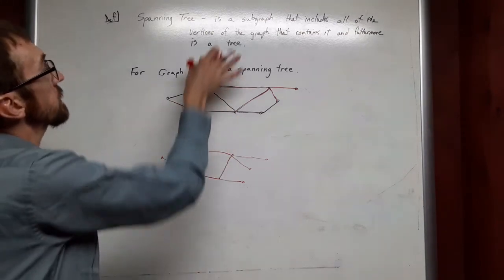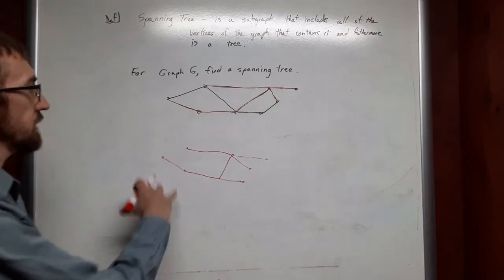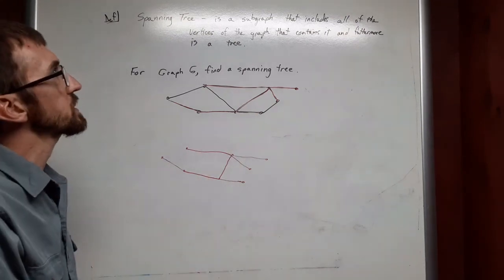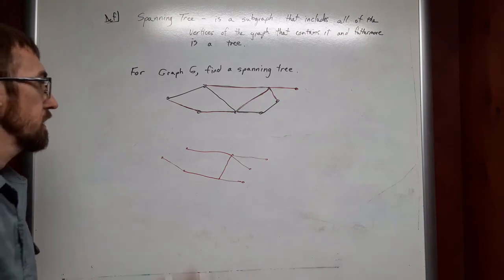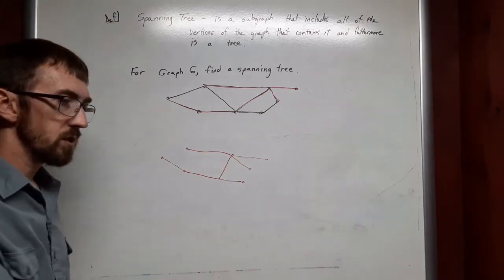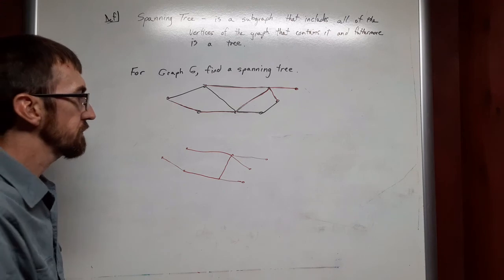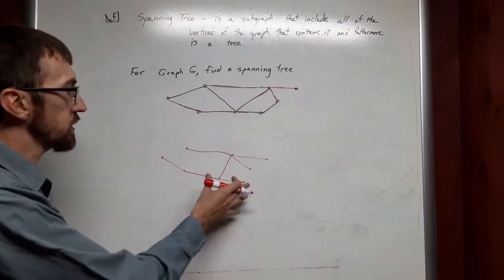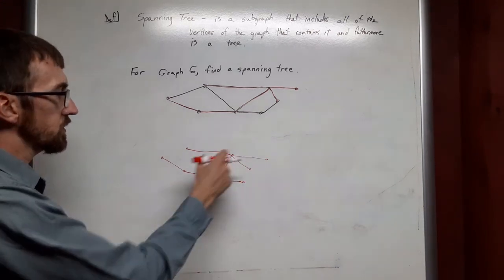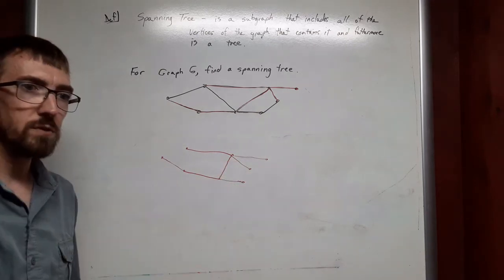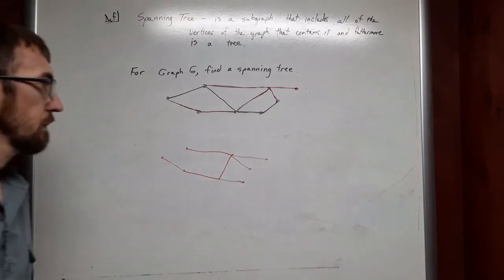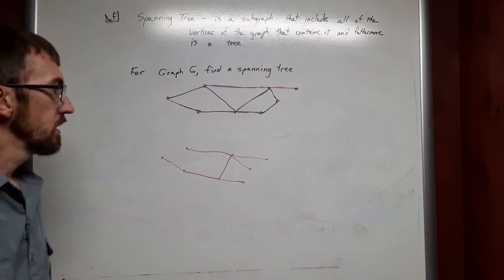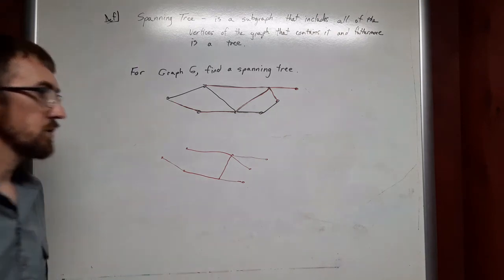So did I in fact meet my goals? Well, I definitely included all of the vertices, so I met that goal. Did I create a tree? Everything's connected, so that's part of the definition for tree. Is there a circuit? If you start at any place, can you return to that vertex? I don't have a circuit, so I have created a spanning tree.